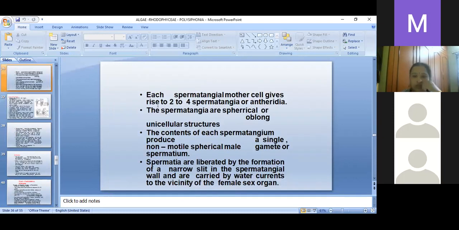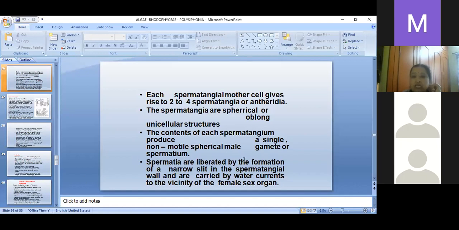Each spermatium cell gives rise to 2 to 4 spermatangia or antheridia. This is the unicellular structure. Each and every antheridium is unicellular. The content of each spermatangium produces the single spermatium, another very important character, girls. Here the spermatium, or male reproductive organ, is a non-motile spherical male. Very important: here flagella are not there. In Rhodophyceae, flagella are totally absent. That's why the male reproductive organ or male gamete is a non-motile spherical male spermatium.